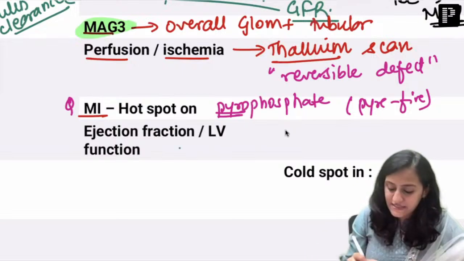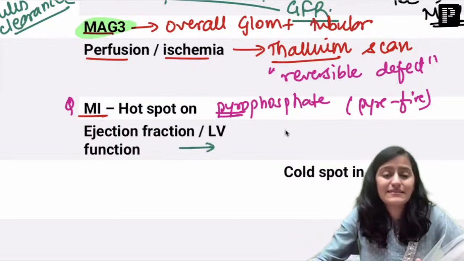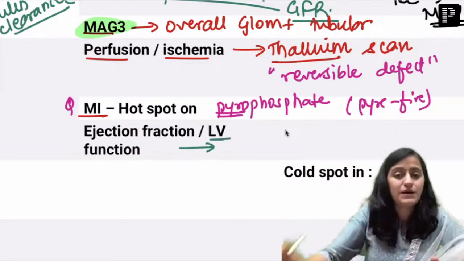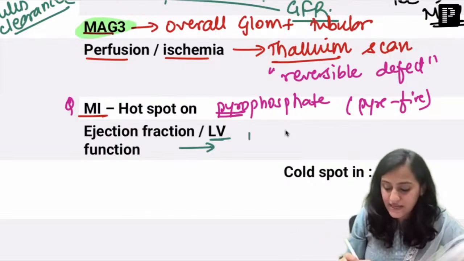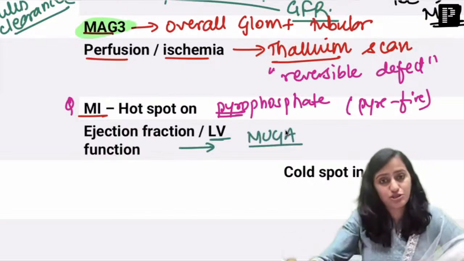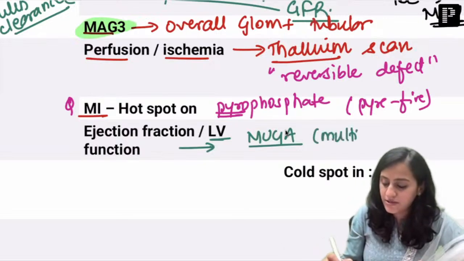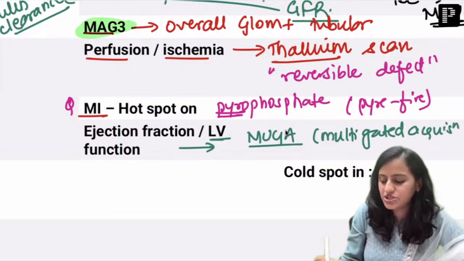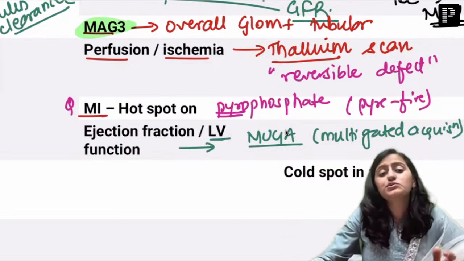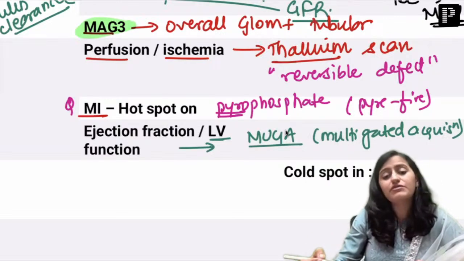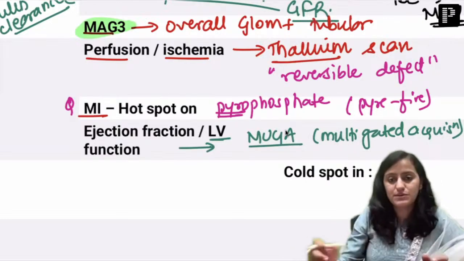Next to that you have ejection fraction. What is the scan that you do to measure the ejection fraction, which is basically the function of the left ventricle? The left ventricle's function is to eject blood, right? Which scan do we do for ejection fraction? This is a previous FMGE exam question as well. It is MUGA scan. Okay, MUGA basically stands for multiple gated acquisition. You use radiolabeled RBCs here. This is for left ventricular function. For left ventricular function, you have MUGA scan, the nuclear scan.